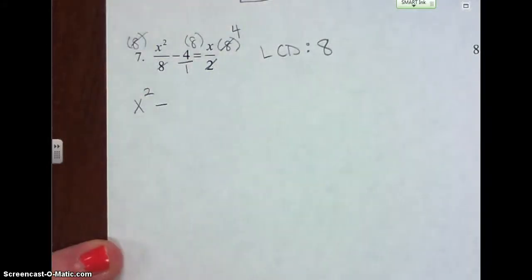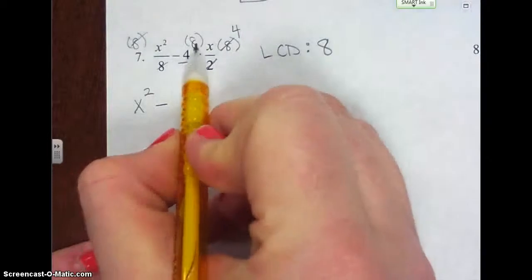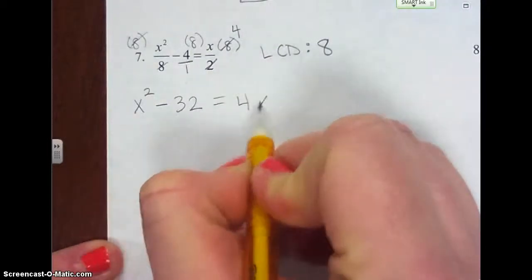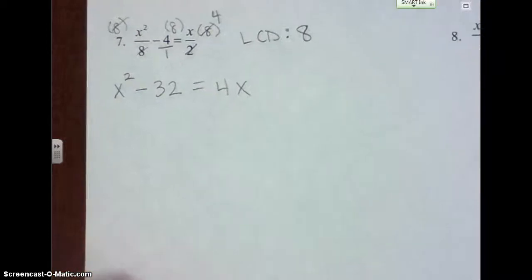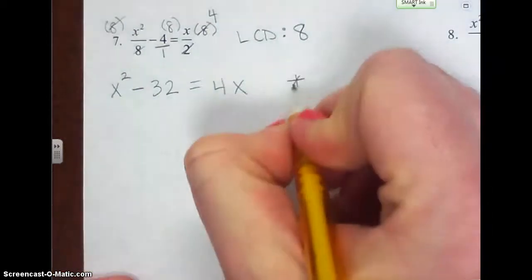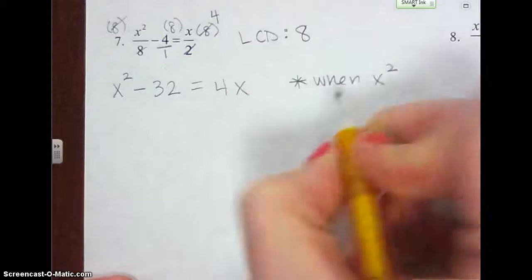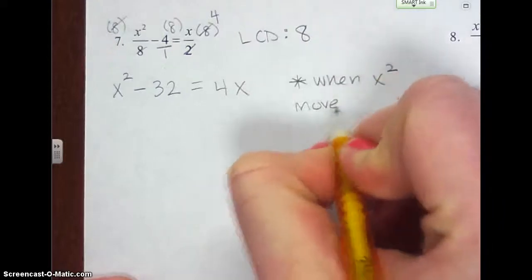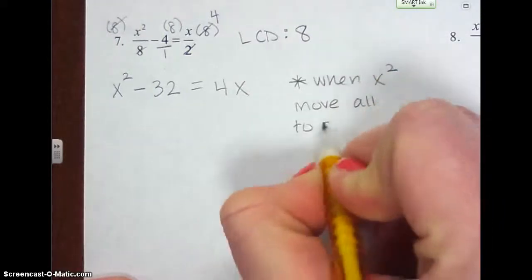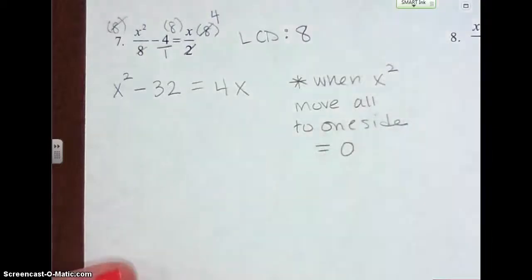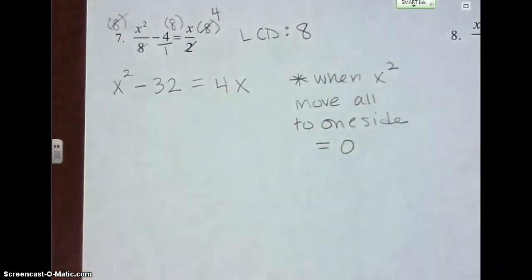32, right. You have 4 times 8, so make sure you're careful with what's left, equals 4x. So over here off to the side, make yourself a note. When there's an x squared, you want to move everything to one side. Move all to one side. And you want it to equal 0. Because we're going to factor it.